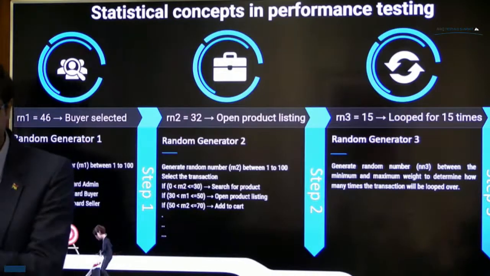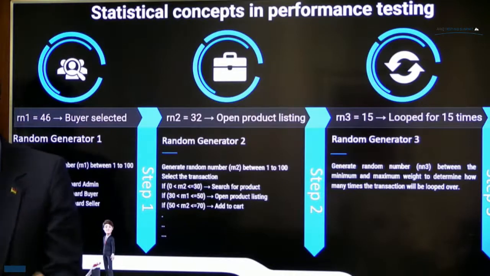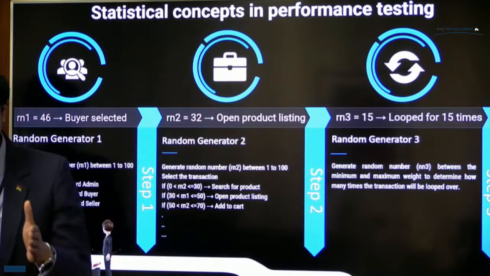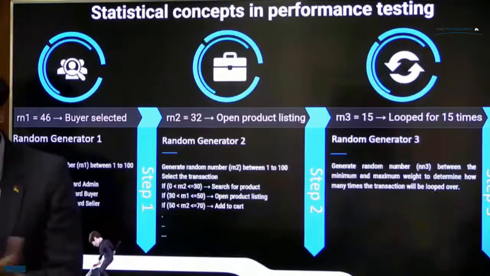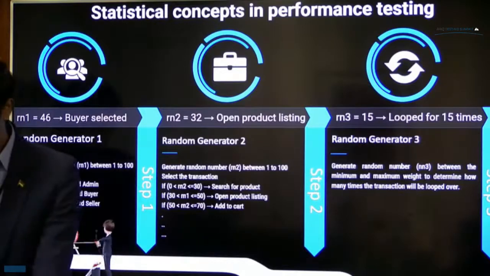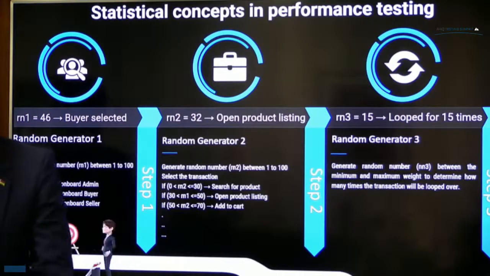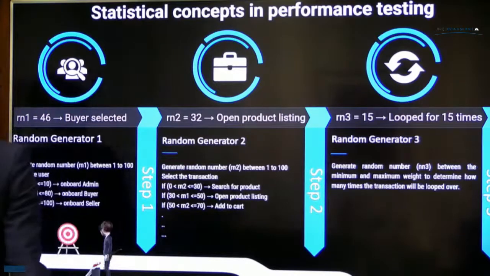Now we move to the second one. Another random number was generated, which is 32, and 32 is within the range of 30 to 50, and that would correspond to a certain transaction. In this case, it's open product listing. Okay, and the third random number generator is 15. That was between 10 and 25. So it means that the open product listing would be executed 15 times.